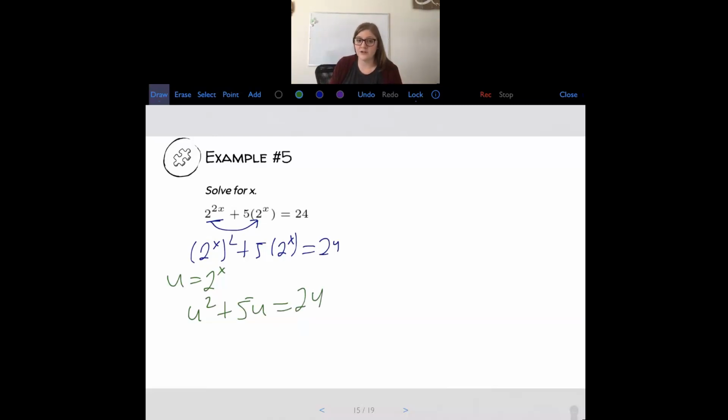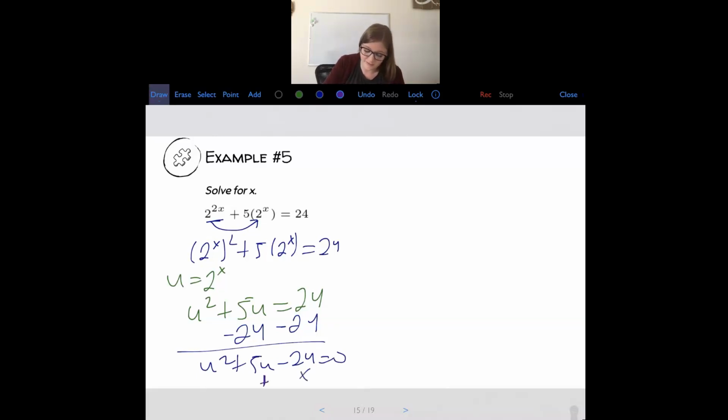So we'll solve for u and then go back and say we have 2 to the x is equal to whatever we get for u. Okay, so we start by subtracting 24 from both sides to give us u squared plus 5u minus 24 equals 0. We look for two numbers that multiply to 24 and add to 5. So we have u plus 8, u minus 3 is equal to 0, which gives us u equals negative 8 and u equals 3.